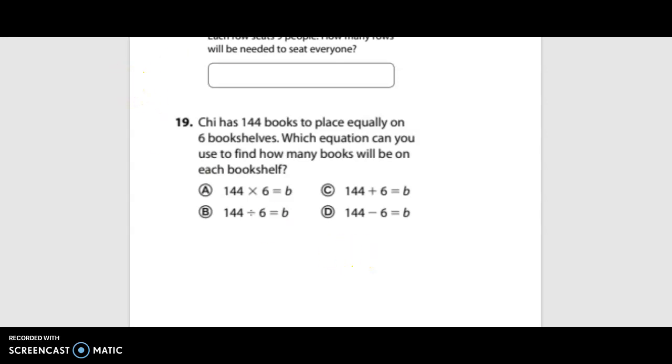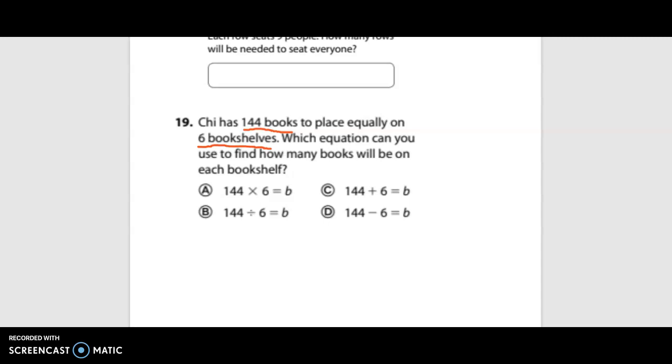Okay, so number 18, our final problem. Chi has 144 books to place equally on 6 bookshelves. Which equation can you use to find out how many books will be on each bookshelf? So I have to think, what operation am I doing here? So this problem is mostly about books. So my important numbers are 144 books, and he's placing the books equally on 6 bookshelves.